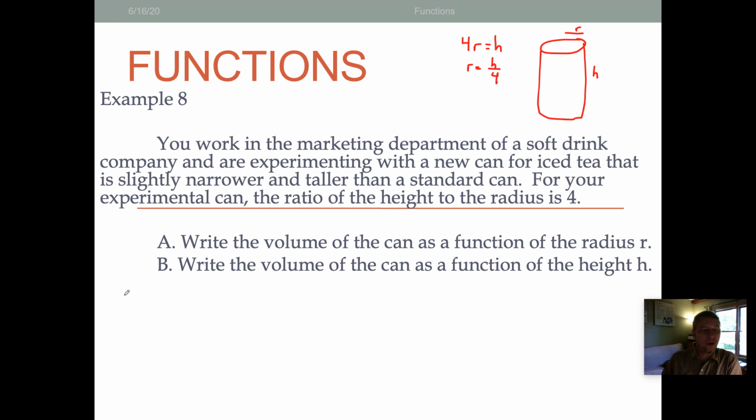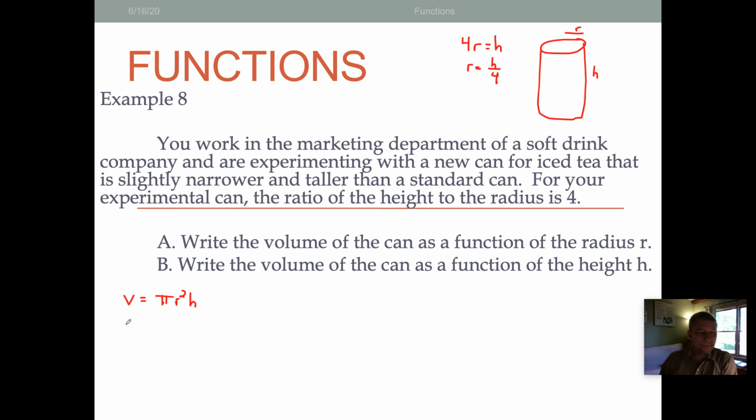Well, the first thing that you have to realize is that the volume of a cylinder is equal to pi times the radius squared times the height. This is just the volume of a cylinder, something that you should have learned in probably your geometry classes.